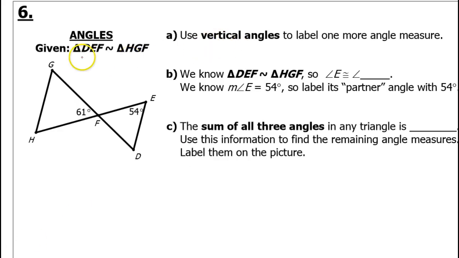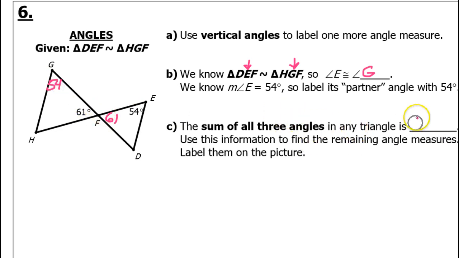All right, for problem number 6, we're given that triangle DEF is similar to triangle HGF. So use vertical angles to label one more angle measure. All right. So we see the vertical angles here, so this will be 61. We know that triangle DEF is similar to triangle HGF. So angle E is going to be congruent to which angle? G. All right, because they're both second in the similarity statement. Okay, so since E is 54, then that means G is also going to be 54.